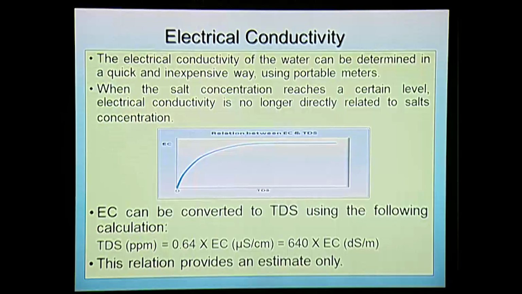The electrical conductivity can be converted to TDS, that is the total dissolved solids, by a simple empirical formula with a factor of 0.64. When multiplied by the electrical conductivity, which is in microsiemens per centimeter, it gives the total dissolved solids, which is in ppm. This is only an estimate and does not tell us anything about the nature of water.